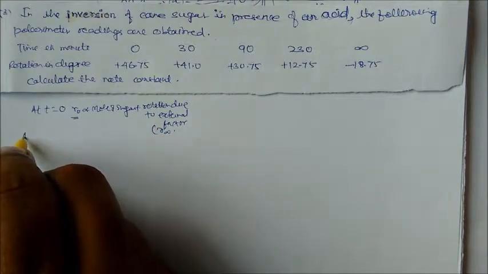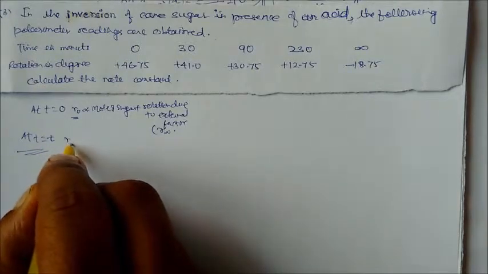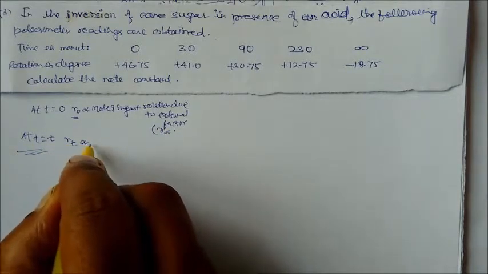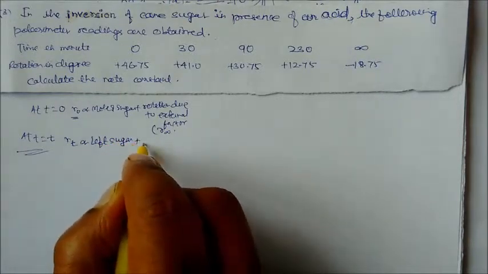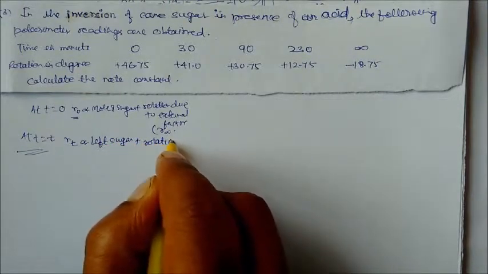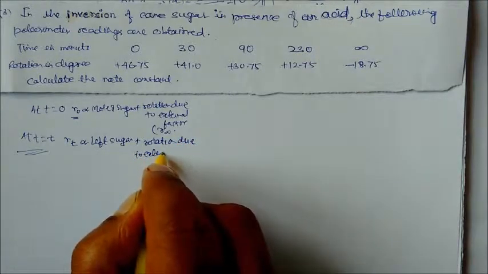Now second case, at t equal to t. If you take t equal to t, here rotation at time t will be proportional to the left sugar plus rotation due to external factor.